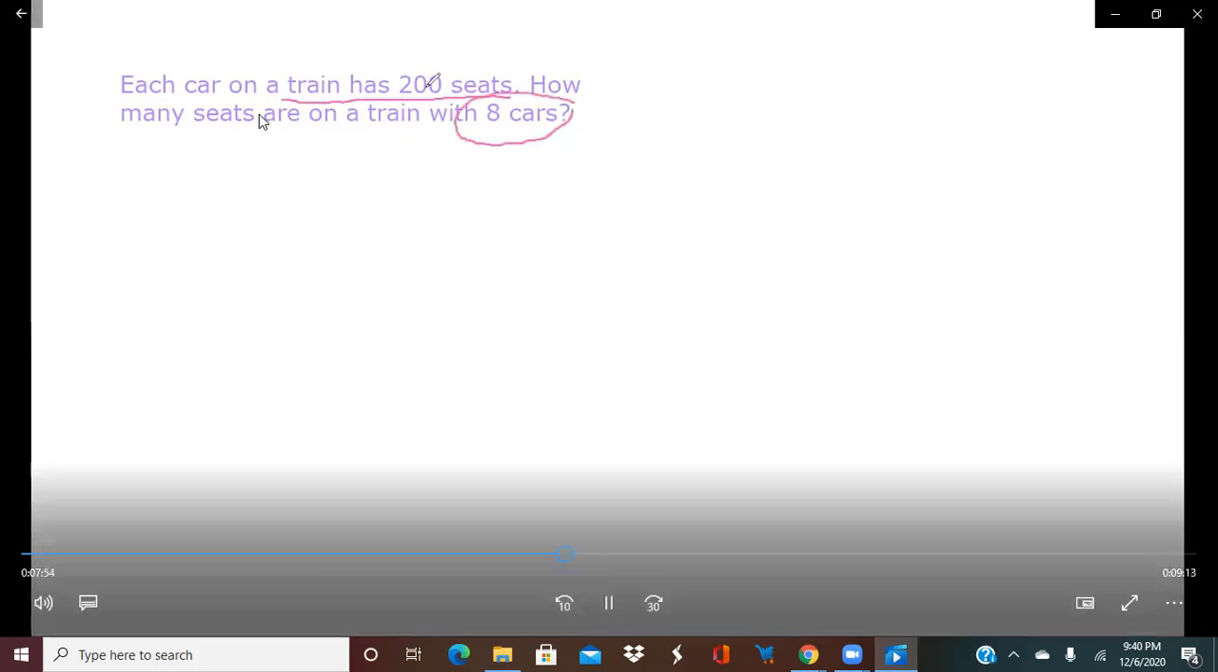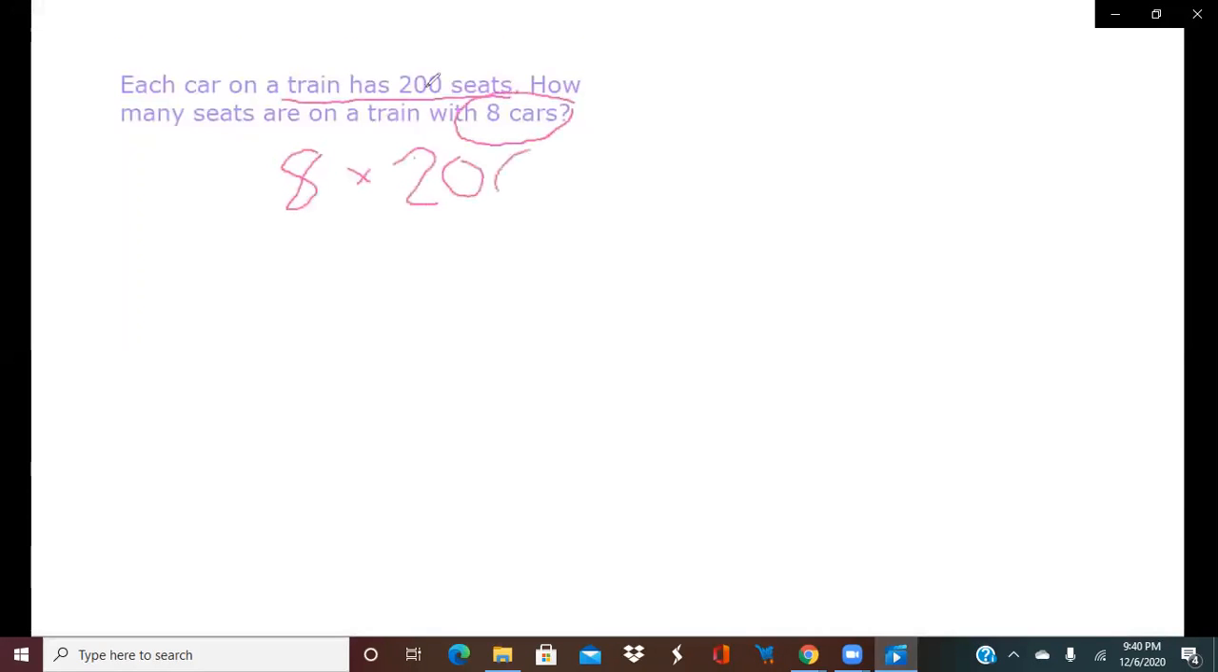Okay, so let's write a multiplication problem first, because we know we have 8 cars and 200 seats on each car. And if I multiply that, 8 cars by 200 seats, I'll know how many total seats I have. Okay, so let's start with drawing a quick picture, okay, with our hundreds. Okay, so we have 8 cars with 200 seats on each.